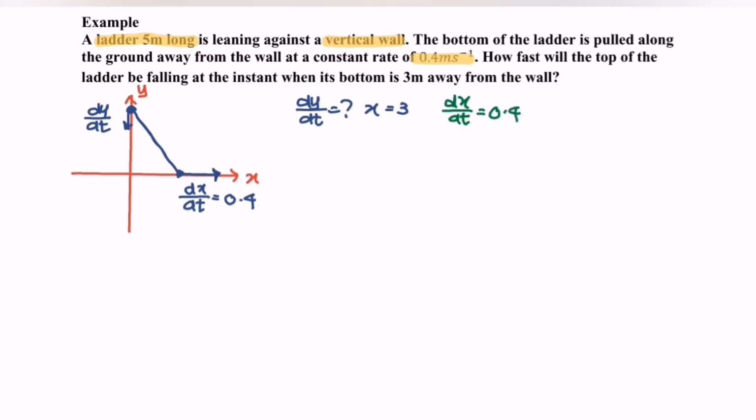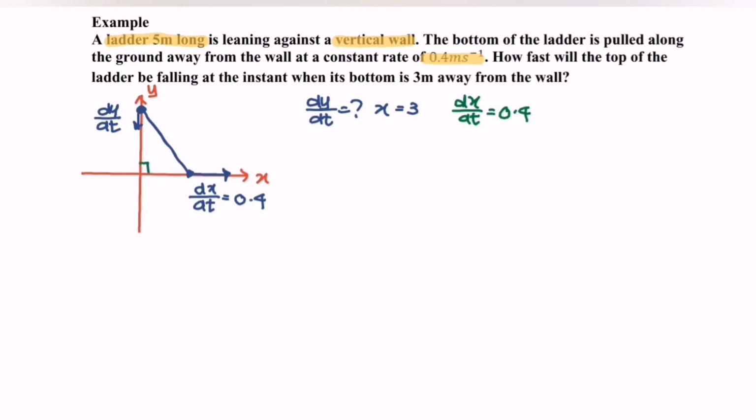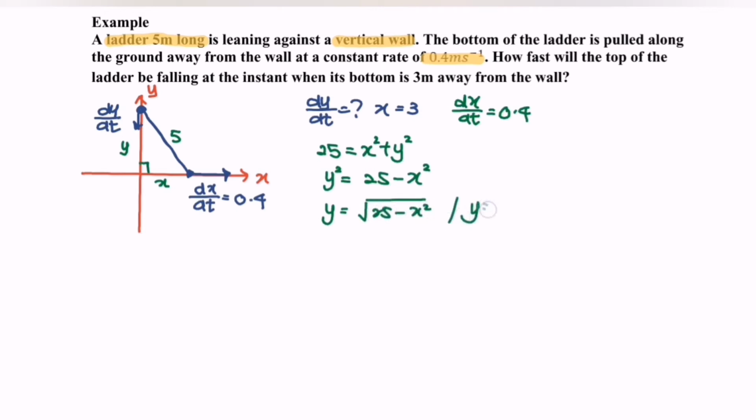So kindly have the equation. In here we notice that we have a right angle triangle. Try to have the situation where we have y and x and here we have 5. So by using the Pythagoras theorem, we have 25 is equals to x squared plus y squared. Kindly express the y in terms of x. So rearrange the situation: y squared will be equals to 25 minus x squared, and y will be equals to square root of 25 minus x squared. Or we can say y is equals to (25 minus x squared) to the power of 1/2.